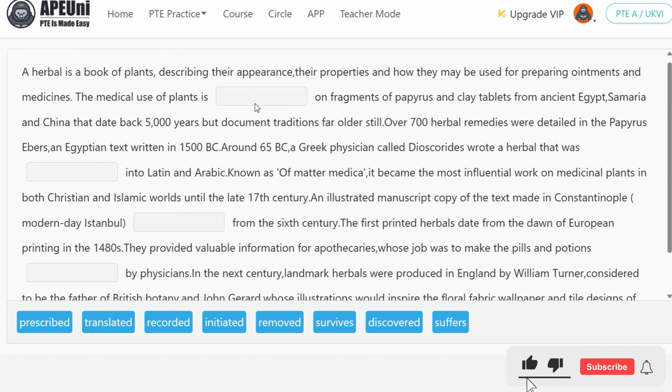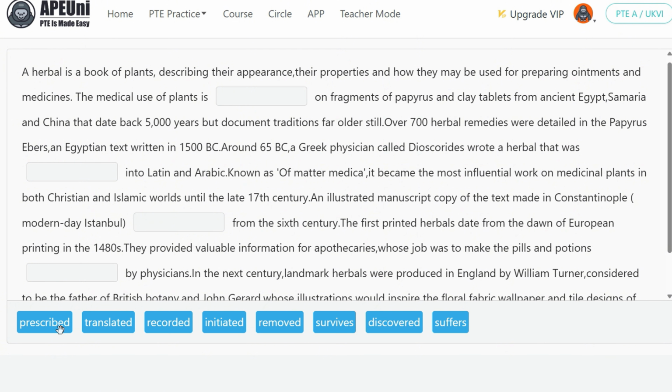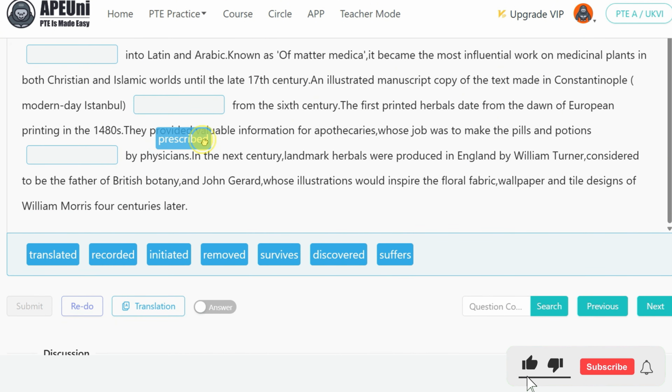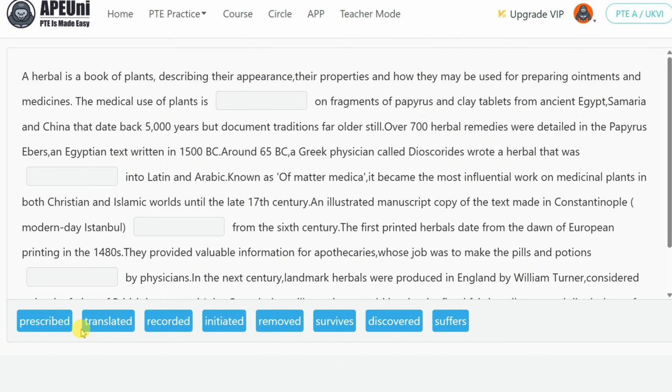So make sure that you know the difference between both fill in the blanks. One fill in the blank in your reading section is called reading and writing fill in the blanks, which is having drop down menu. Today we are doing reading fill in the blanks, which is having drag and drop options, right? So drag and drop means we do have the options below, which we need to pick, drag and drop on the blank, right? Hope you understand this.